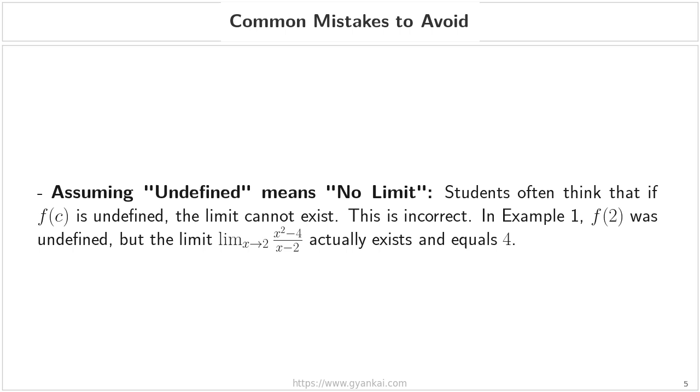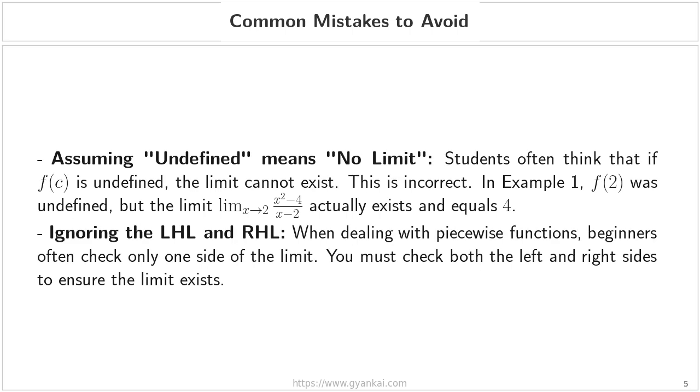To illustrate this, let's refer back to example 1 from the previous slide. In that case, the function f of x equals x squared minus 4 divided by x minus 2 was undefined at x equals 2 because it resulted in 0 over 0. However, if you were to calculate the limit as x approaches 2, you would find that the limit actually exists and equals 4. So, remember, a hole in the function does not necessarily mean the limit is missing.